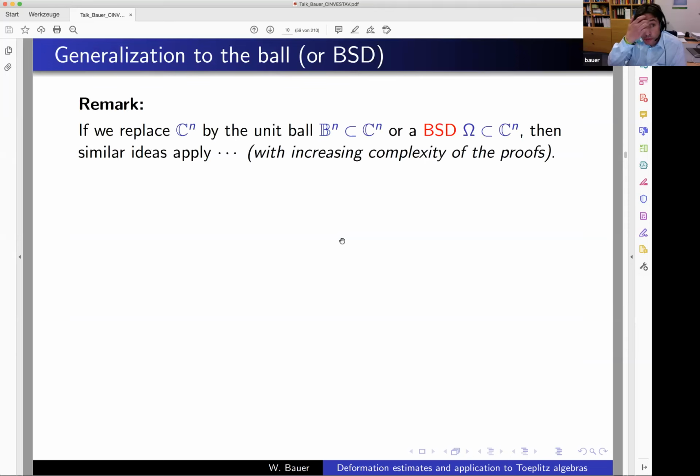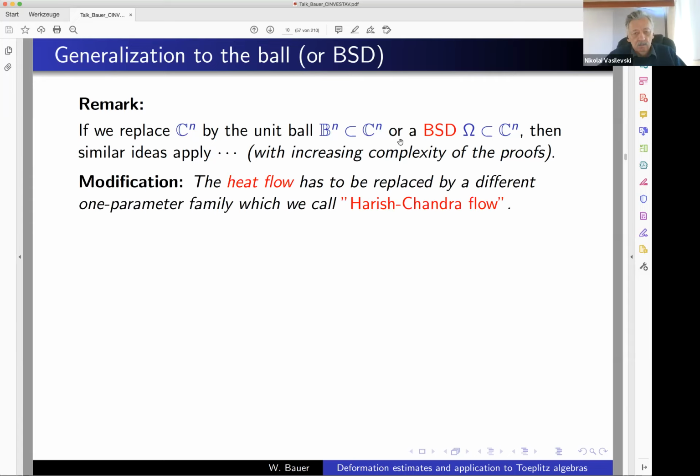Okay, all of this more or less generalizes to other domains. So we may, for example, replace Cn by the open unit ball Bn in Cn, or even by a general bounded symmetric domain omega in Cn, and then very similar ideas apply in the proofs. Proofs become usually a bit more complex, but you have to think about one thing. The heat flow which you used on Cn has to be replaced by something else. The heat flow really is specific for Cn. On Bn and omega, you need to do something else.